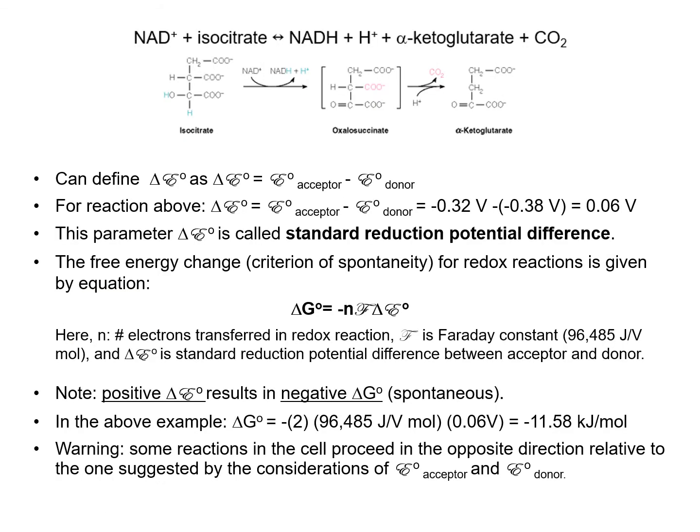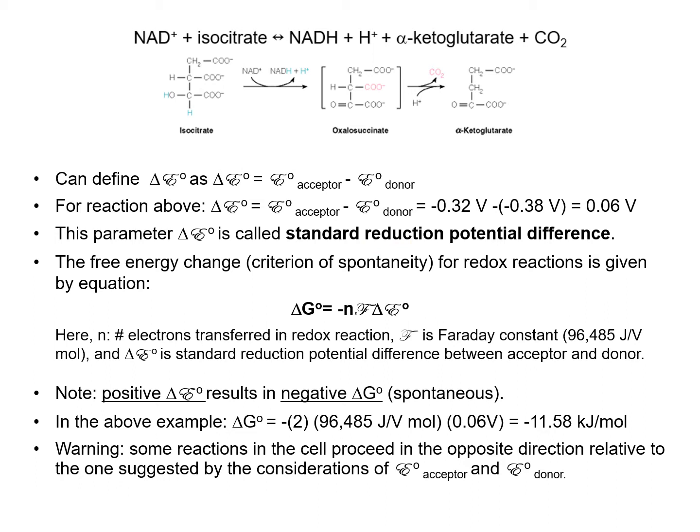We can define delta E naught as the difference between the E naught values of these two reactants: E naught of the acceptor minus E naught of the donor. If you plug the numbers from the previous slide into this equation, we get 0.06 volt. This parameter, delta E naught, is called the standard reduction potential difference.